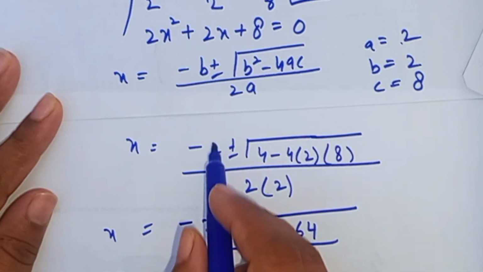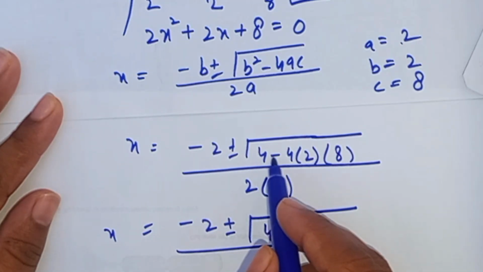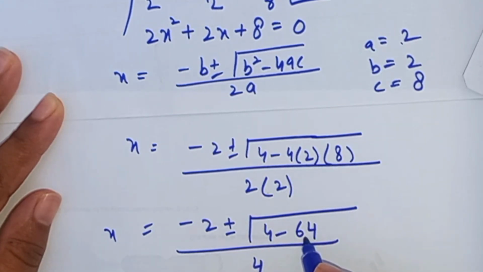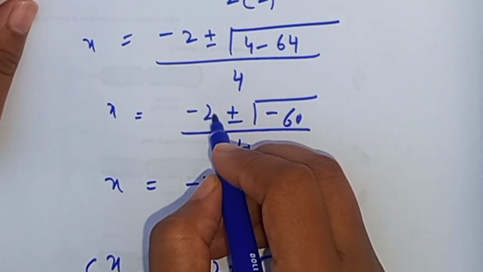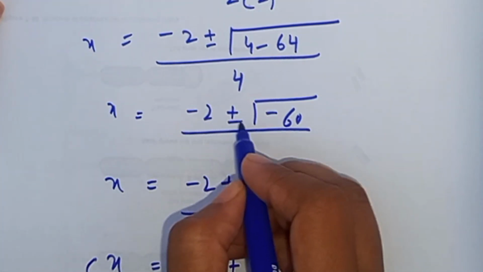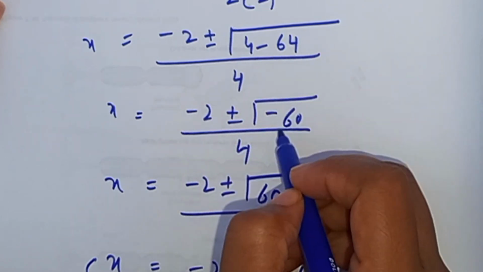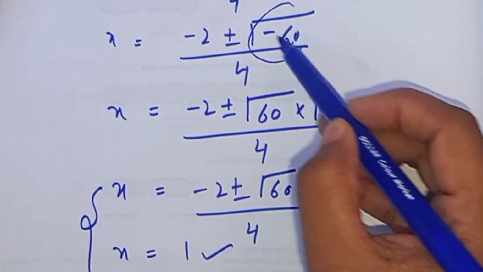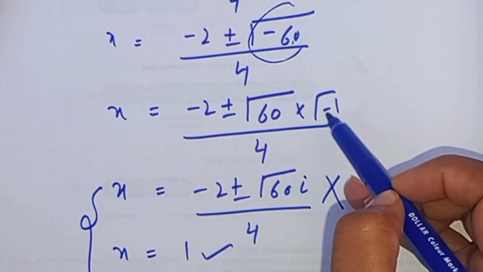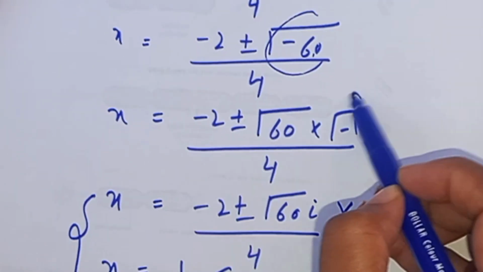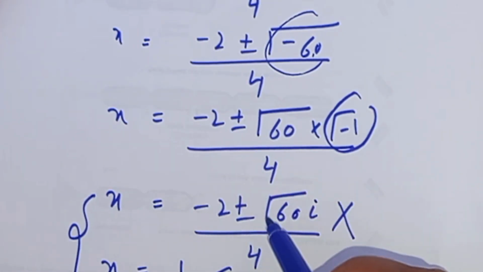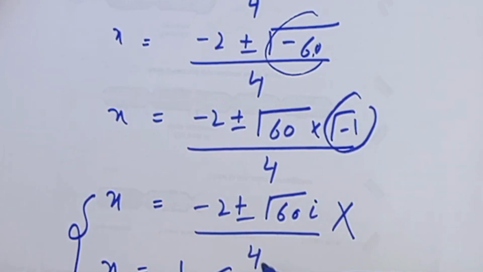Now simplify this part. So it's minus 2 plus minus square root of 4 minus, multiply 4 by 2 we get 8, multiply this 8 by 8 we get 64, over 2 twos are 4. Now we solve this part, so x equals minus 2 plus minus square root of 4 minus 64, which is minus 60, over 4. Now in the next step we write the square root of minus 60 as square root of 60 multiplied by square root of minus 1, and we know that square root of minus 1 is equal to iota. So this will become minus 2 plus minus square root of 60 iota over 4.